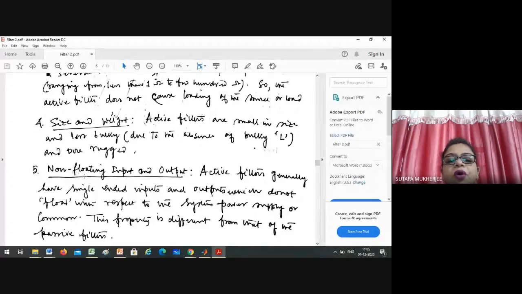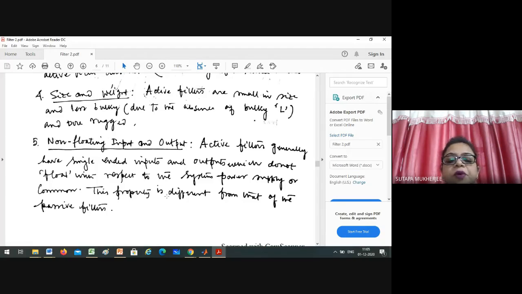So, non-floating input and output. This is another advantage of active filter. Active filters generally, this comes in the exam, what are the basic advantages of active filter over passive filter? Active filters generally have single-ended inputs and outputs which do not float with respect to the system power supply or common. This property is different from that of the passive filter.